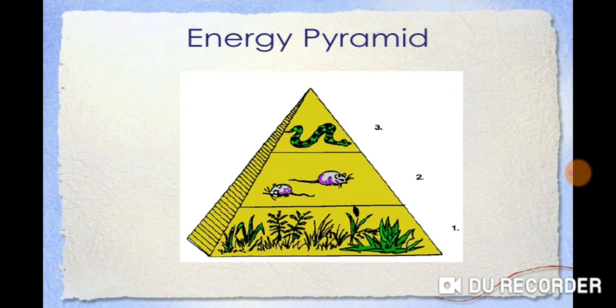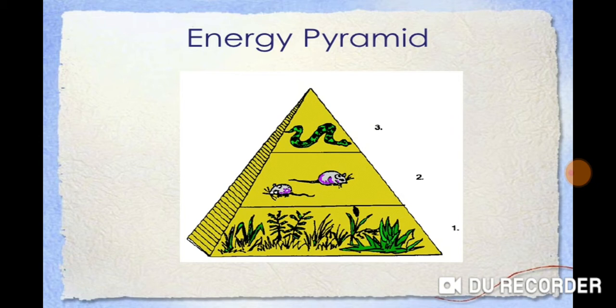So, there are energy pyramids which define that the bottom line of the energy pyramid, number 1, here you can see in the diagram, are producers, are autotrophs, universal producers. What are universal producers? Plants are known as universal producers. Those which can manufacture their own food by the process of photosynthesis are known as universal producers.